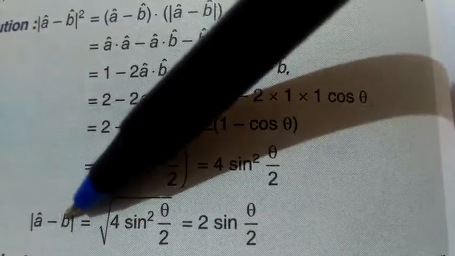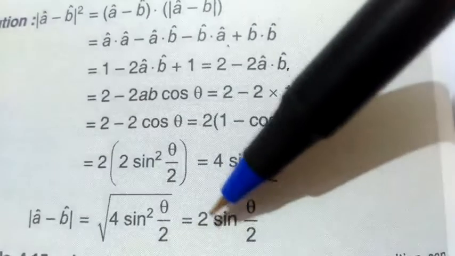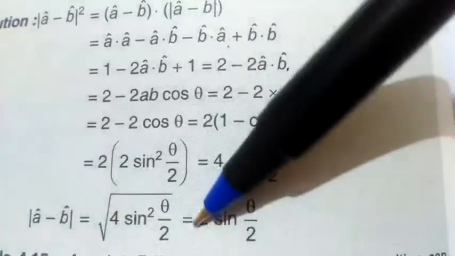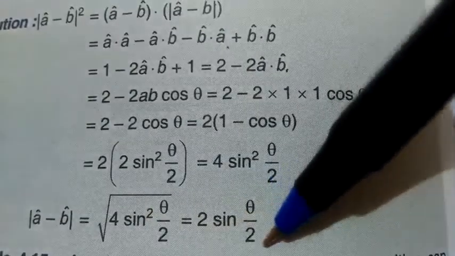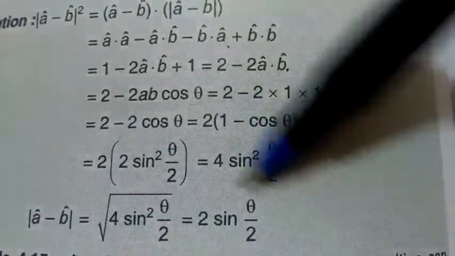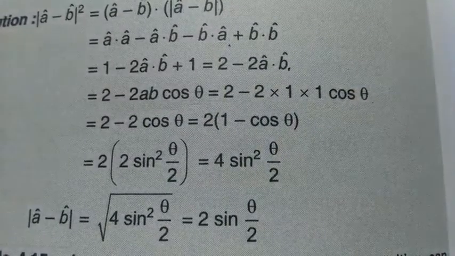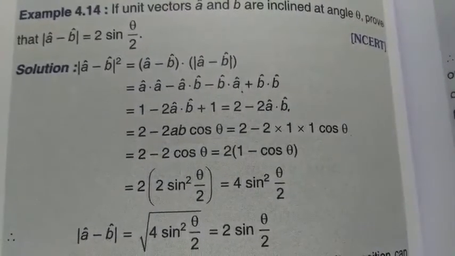this value will be in root. So mod of A minus B equals root over 4 sin square theta by 2. The root of 4 becomes 2, and root of sin square theta by 2 becomes sin theta by 2. So here we have got our answer. We have proved what is required. So these were some examples related to dot product.